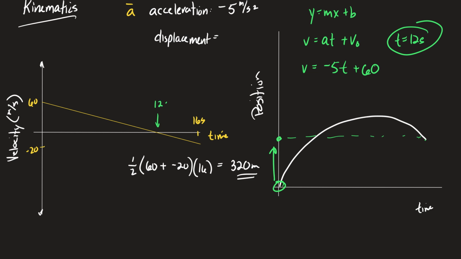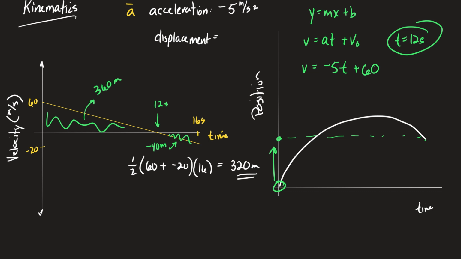Once I know that that's 12 seconds, well, then I have an area here, and I have an area here. I can find the two separate areas. First area, 360 meters. 1/2 base times height. The second area is going to be negative 40 meters. 1/2 base times height.